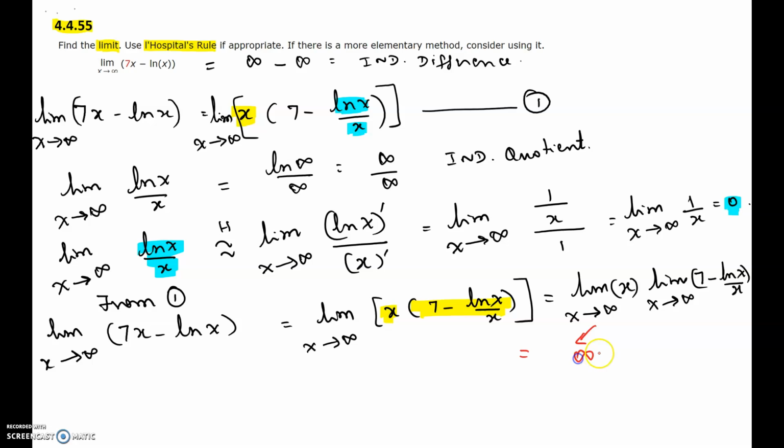The limit of x as x approaches infinity is infinity. The other part: the limit of 7 is 7, and the limit of ln x over x, from what we just proved, is equal to 0. So it is infinity times 7, which is again infinity. Keep in mind, whenever we have an indeterminate difference or indeterminate power, something different from an indeterminate quotient, you have to bring the problem to a quotient and then apply L'Hopital's rule. Hope this video helps.